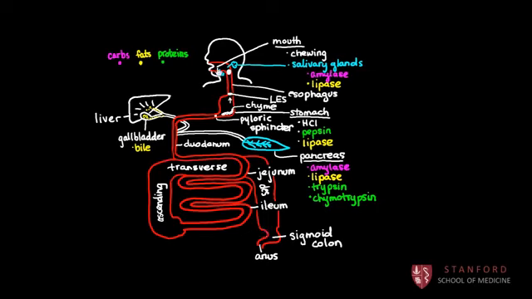So the food we eat is going to be chewed up in the mouth and swallowed in the form of a bolus. The bolus is going to pass down the esophagus and through the lower esophageal sphincter into the stomach, where it's going to be mixed with stomach acid and things like pepsin and lipase and turned into chyme. That chyme is going to pass through the pyloric sphincter, and it's going to head down into the duodenum.